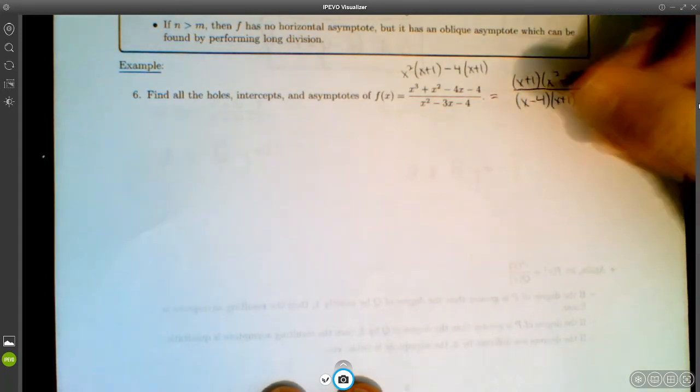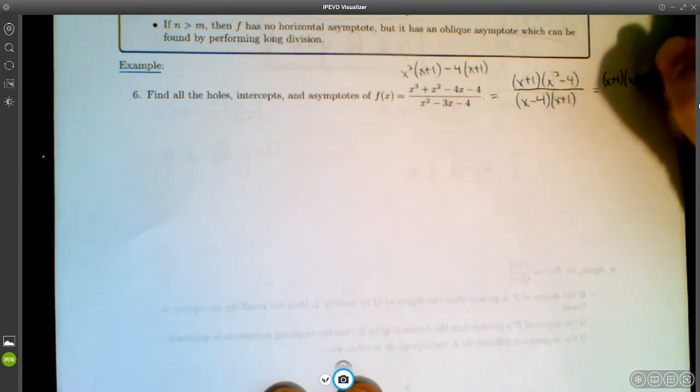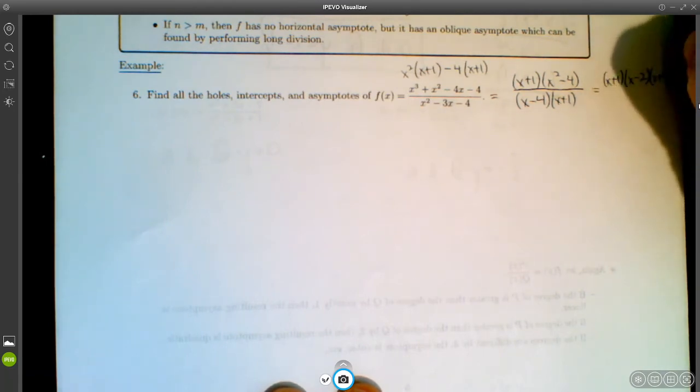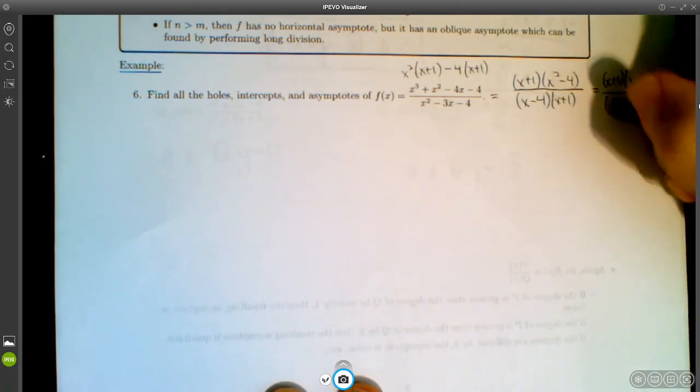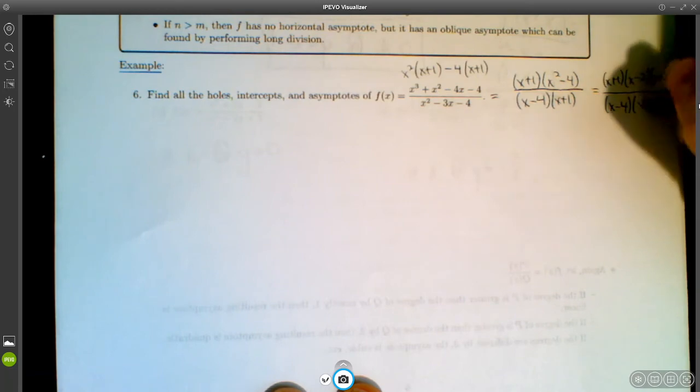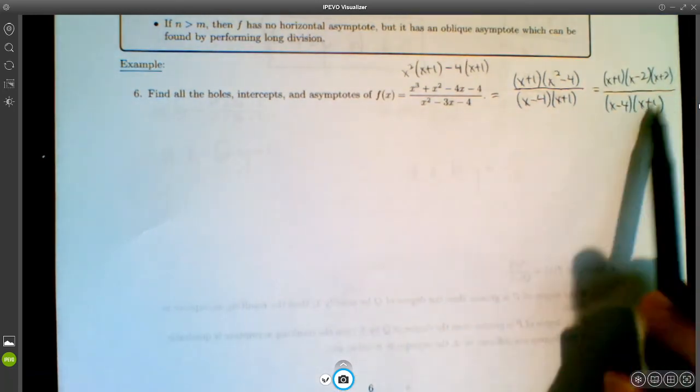So let's see. Factoring one more step, I'm going to have x plus 1, x minus 2, x plus 2, right? That's a difference of squares. And then x minus 4 and x plus 1. So what do I know about this? I know that I've got a hole at negative 1.